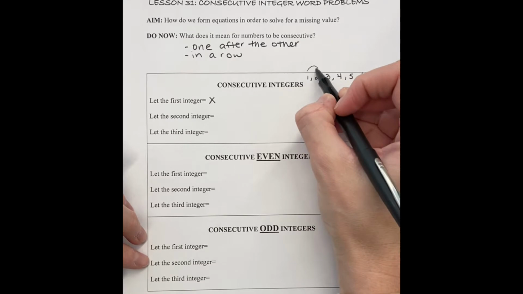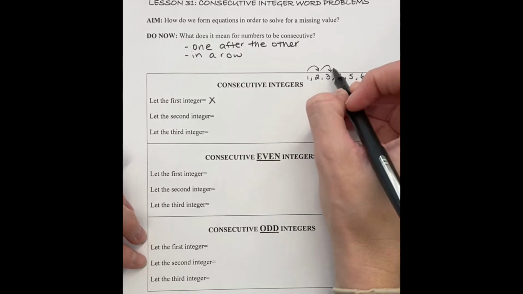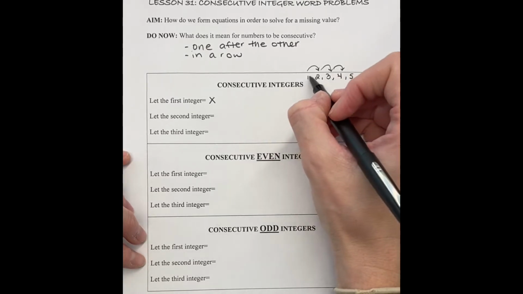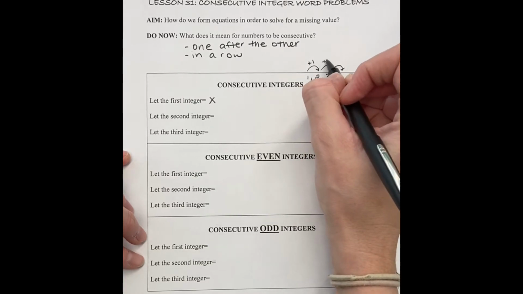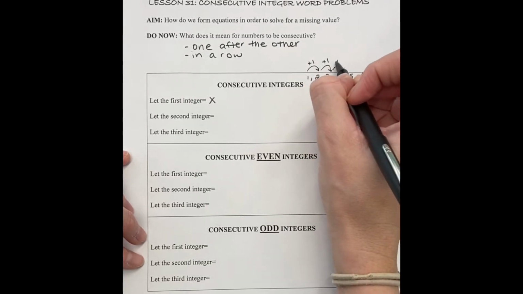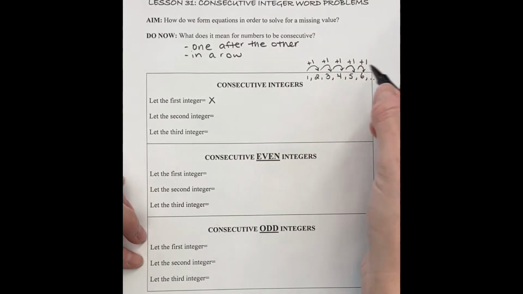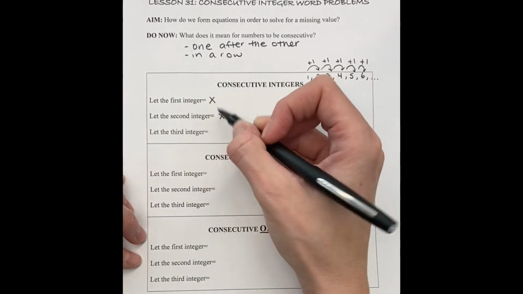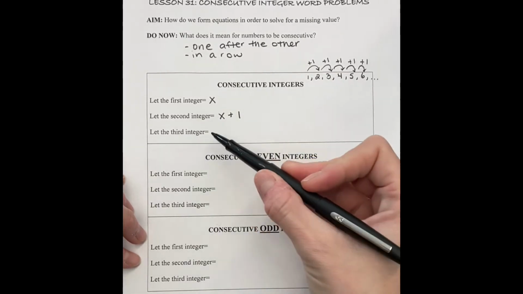So what do I do to 1 in order to get 2? And to 2 in order to get 3? And to 3 in order to get 4? And so on. So in order to go from 1 to 2, I add 1. To go from 2 to 3, I add 1. 3 plus 1 gives me 4. 4 plus 1 gives me 5. 5 plus 1 gives me 6, and so on. So in order to get the second integer, I need to take the first integer, which is x, and add 1 to it.